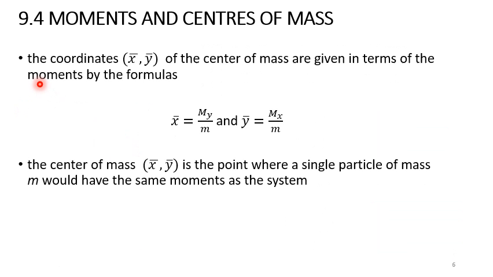This leads to, let us find the x and y coordinates of the center of mass in terms of the moments by these formulas. Okay, so the x coordinate is equal to My over m, and the y coordinate is equal to Mx over m. The center of mass (x bar, y bar) is the point where a single particle of mass m would have the same moments as the whole system.